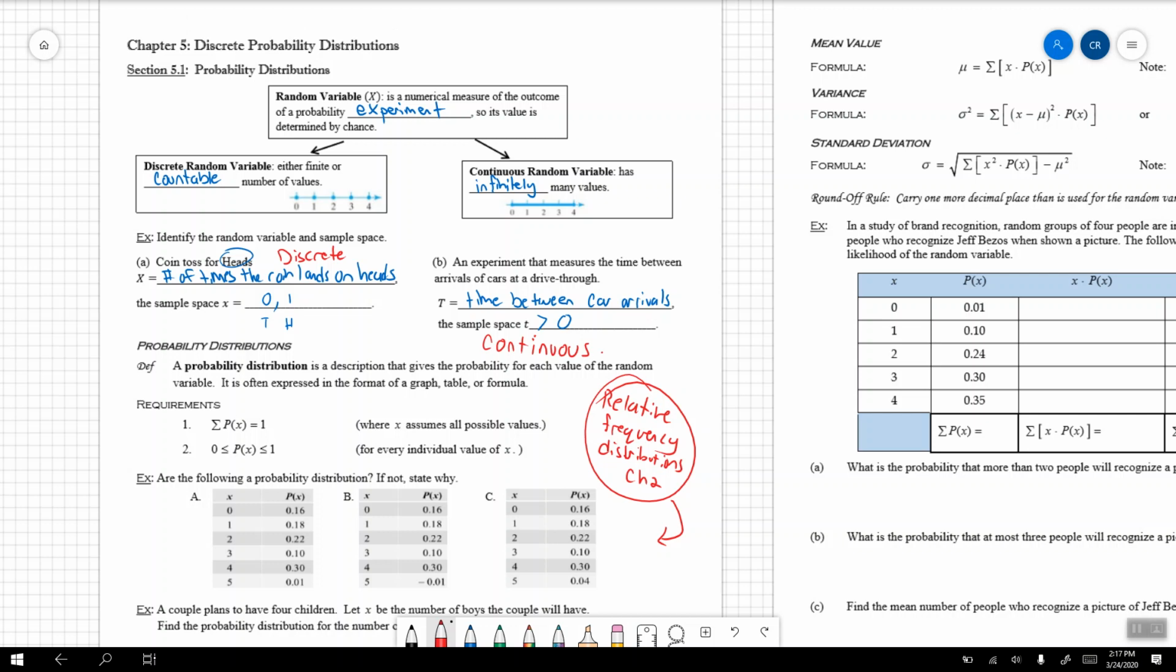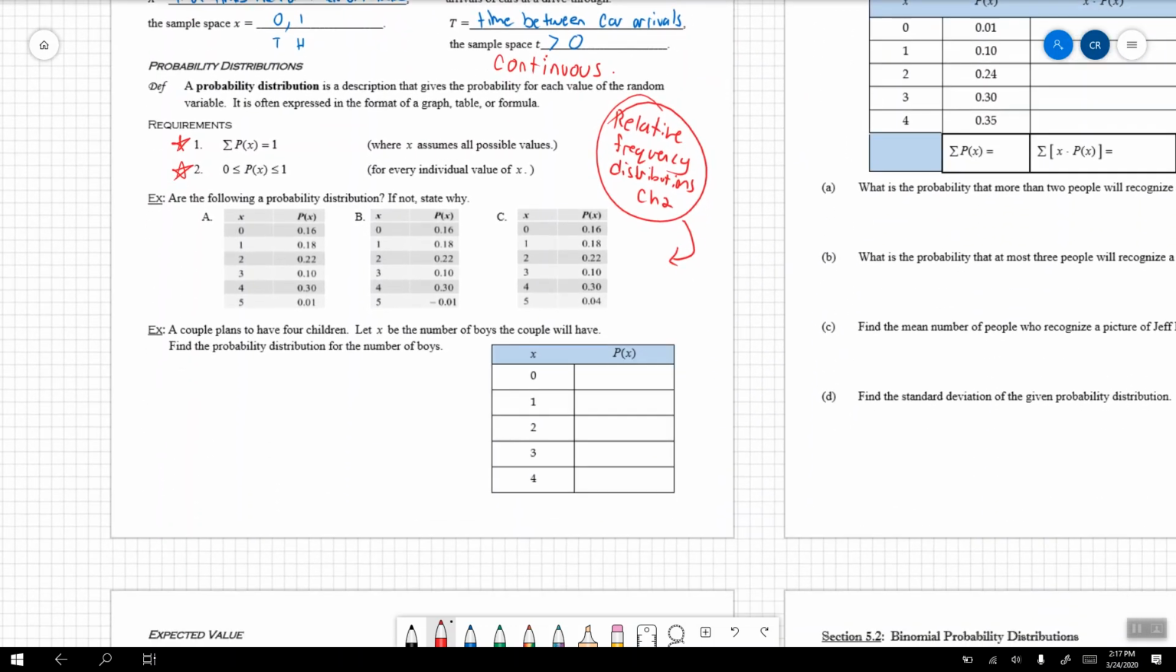Now, the requirements, according to chapter 4, are that all of the probabilities must add to 1, and each individual probability must be between 0 and 1. So in the following example, when we're given all these three tables, we then have to check, does it satisfy both requirements? In order for a probability distribution to be valid, it must satisfy both. If it does not satisfy one, then we cannot use it as a probability distribution.